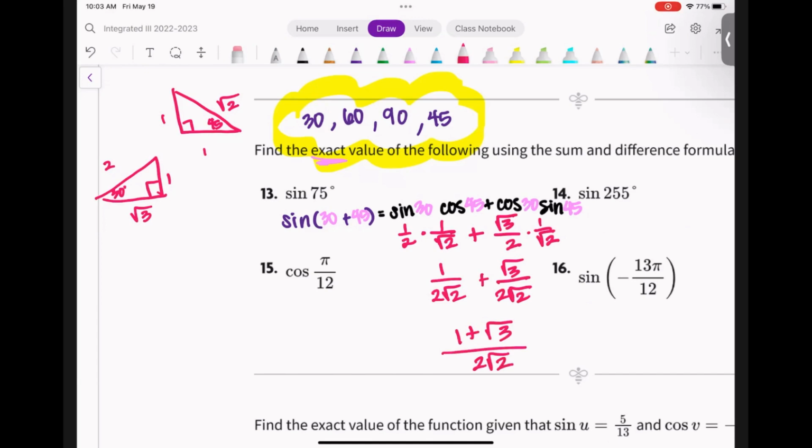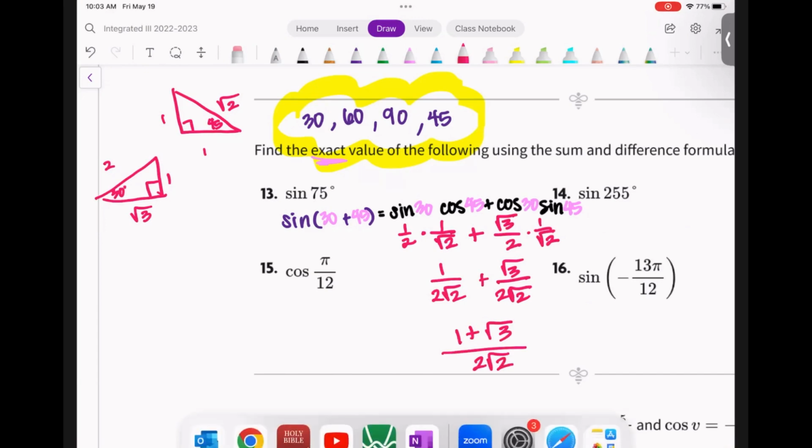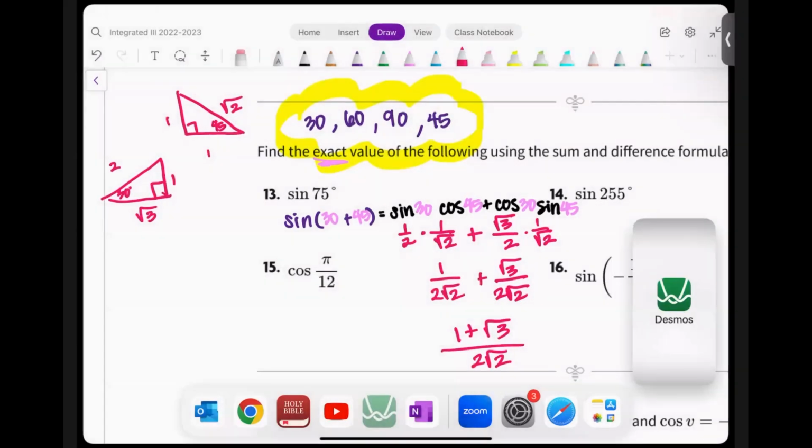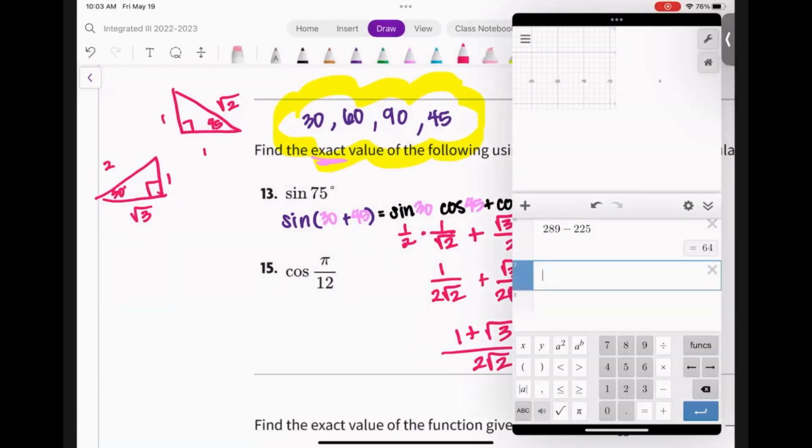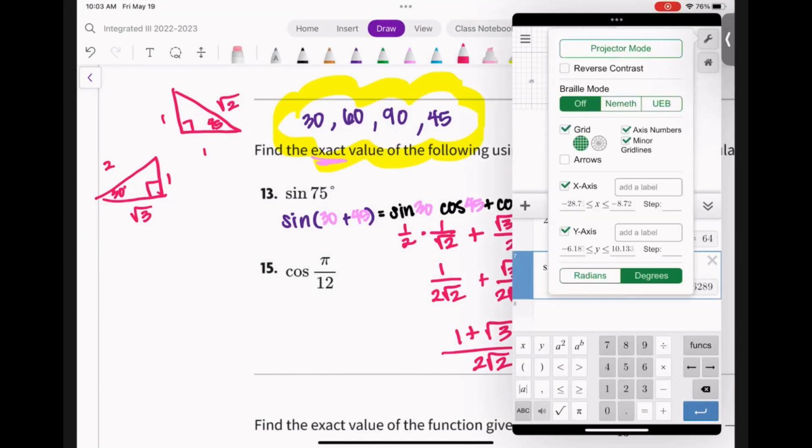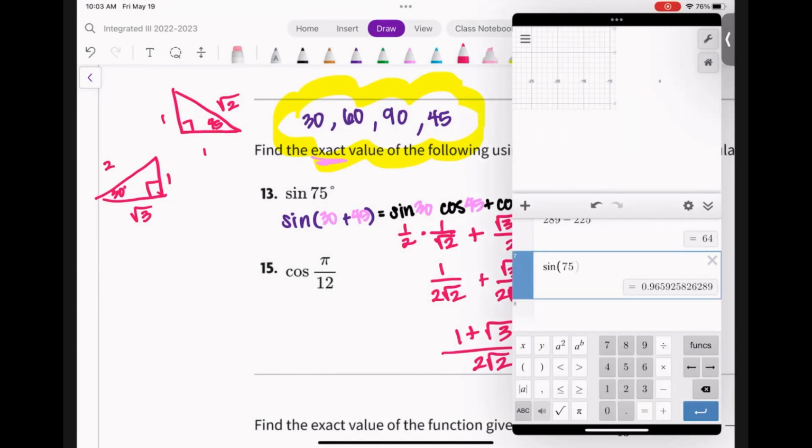Miss Johnson, that's an ugly answer. Yeah, but let me show you. When I go to Desmos and I say, hey, Desmos, can you give me sine of 75? Wait, is this in degrees? Yes, it's in degrees. Okay. They give you this number.